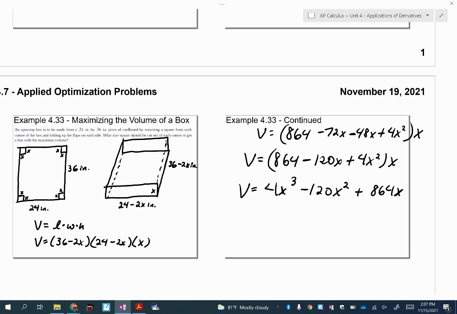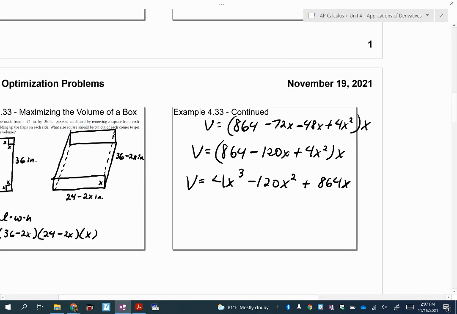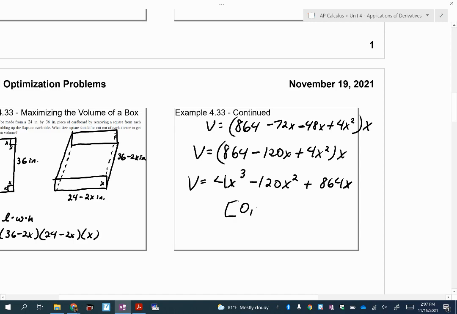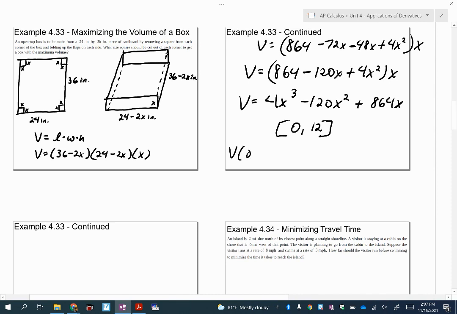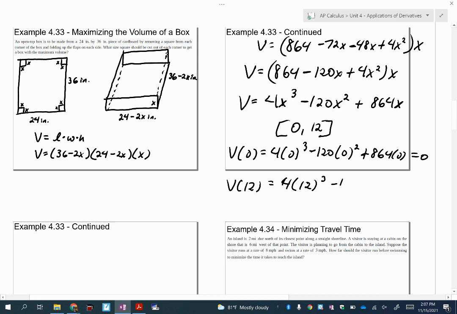So when I look at my bounded interval, I'm going to be looking at between 0 and 12, all right? So I'm going to start out by plugging in the endpoints. So plug in 0. Obviously, that's going to be 0. Plug in 12. So that's going to be 4 times 12 cubed minus 120 times 12 squared plus 864 times 12.